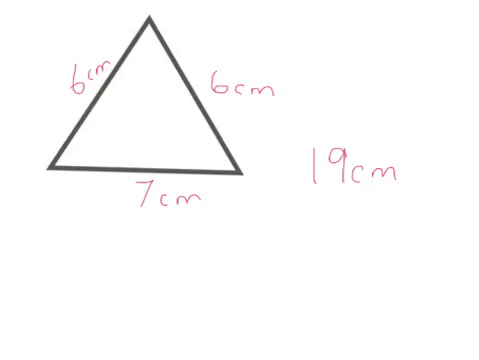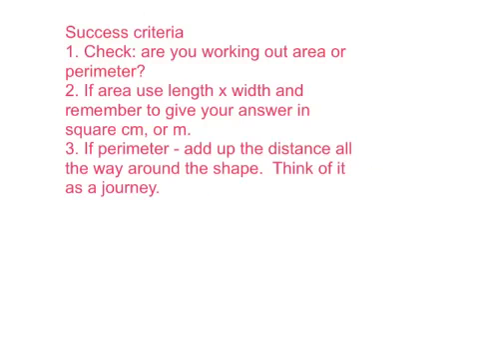Whether you're working out area, where you do length times width, or whether you're working out perimeter, which is the journey around the outside edge. So to be successful with this activity on Mathletics tonight, the first thing you need to do is to check. Are you working out the area or the perimeter? Make sure you know which one you're being asked to do. If it's the area, then make sure you're using the formula of length multiplied by the width.